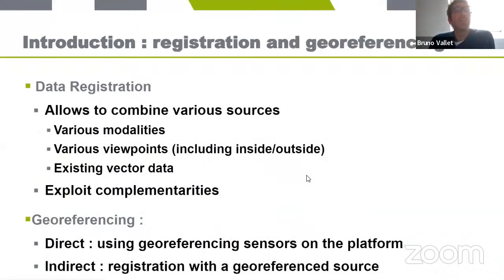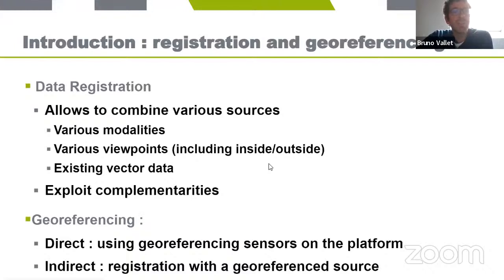So once you have acquired the data, the first issue is that you need this data to be precisely georeferenced. And if you want to use data that come from various sources, in particular various modalities or various viewpoints that I've listed just before, or even if you want to combine your data with existing vector data sources, you need to register this data to make them geometrically consistent. And only on this condition will you be able to exploit the complementarities of your data.